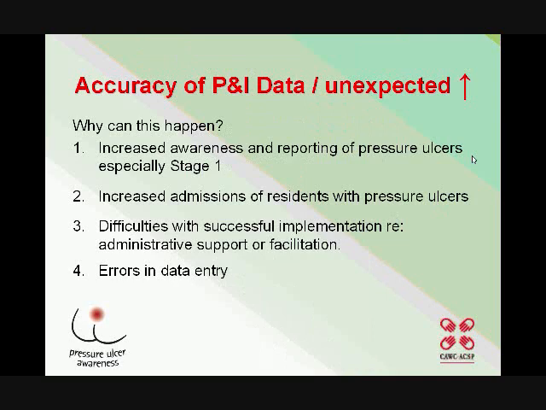So what can happen in prevalence data? Not always does it go down. As we get increased awareness and reporting of pressure ulcers, especially stage 1, it may go up. Also, if you have increased admission of residents, patients, or clients with pressure ulcers, you could see a rise. There could also be difficulties in successful implementation of the program, which won't give you the best results. And unfortunately, errors in data entry do occur on occasion, but they will be followed up with the team leader.